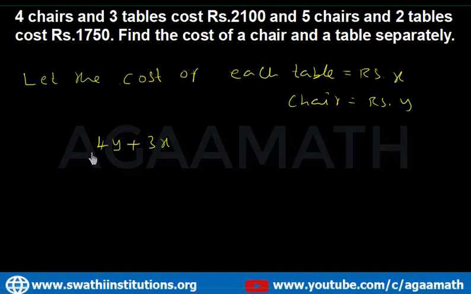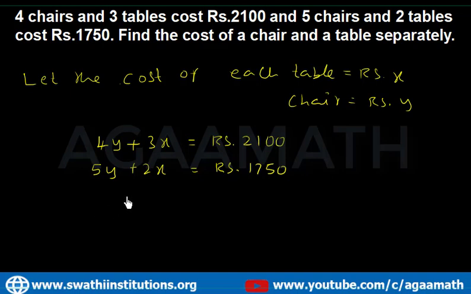So what is the total cost of 4 chairs and 3 tables? That equals rupees 2100. Similarly, 5 chairs, when each chair costs Y rupees, cost 5Y and 2 tables cost 2X. Together this costs rupees 1750. So let us see how to simplify this.